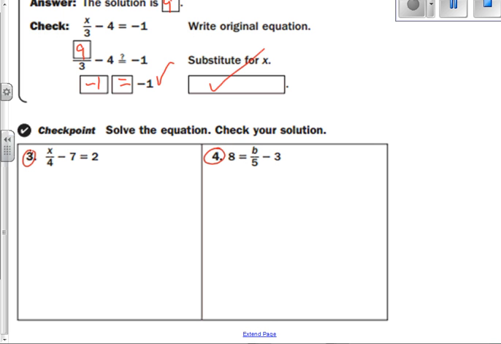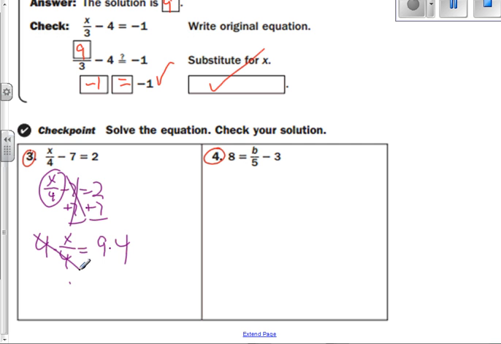All right, so we have x divided by 4 minus 7 is equal to 2. We're going to add 7 to both sides. We're left with just x over 4, or divided by 4, is equal to 9. And then multiply both sides by 4. They cancel on the left. So x is equal to 36.